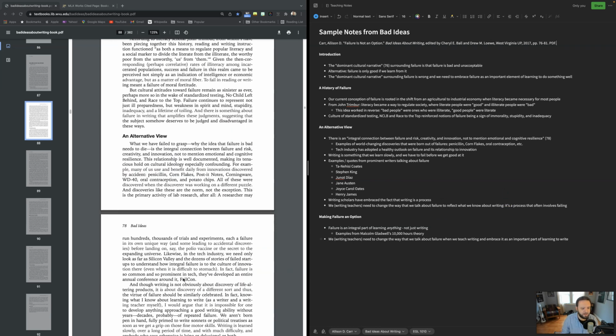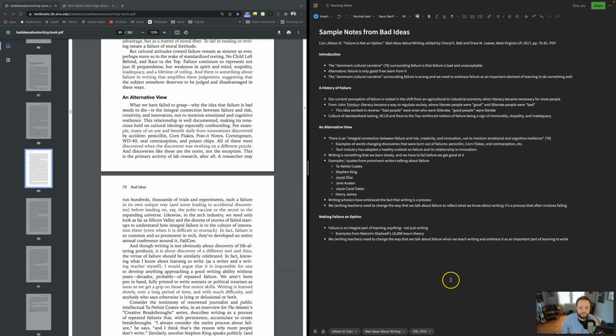In the next section, an alternative view, Carr says that, okay, well, actually there's this integral connection between failure and risk, creativity and innovation, not to mention emotional and cognitive resilience. Also, I want to point out that I'm also providing page numbers here in my notes. Again, making it easy for me. If I ever want to use this quote, I know exactly where that quote is coming from.